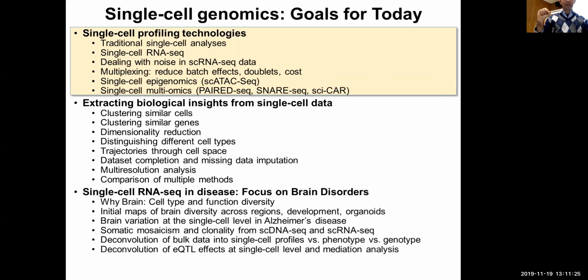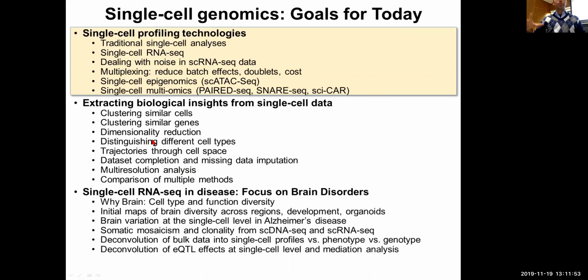All right, so the goal for today is first to introduce single-cell profiling technologies, basically traditional technology for single-cell analysis, and then the revolution with single-cell RNA-seq, then ways of dealing with noise experimentally, ways of dealing with noise by multiplexing, and then technologies for profiling the epigenome at the single-cell level, and then multi-omics technologies that profile multiple types of data for the same cell.